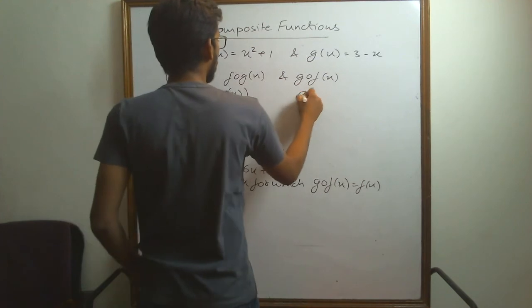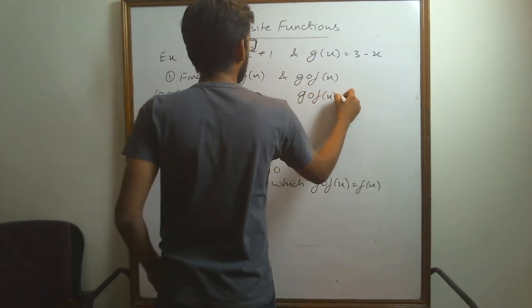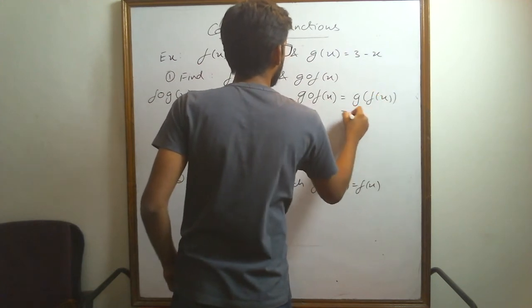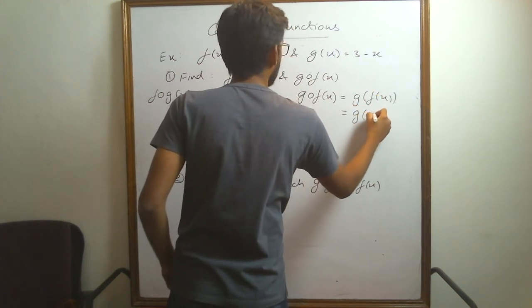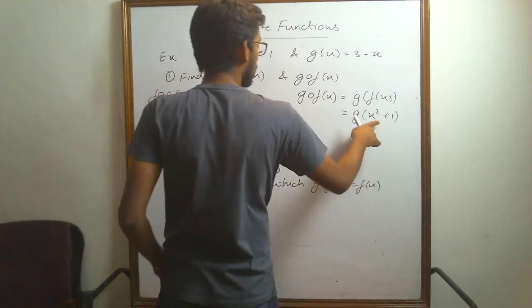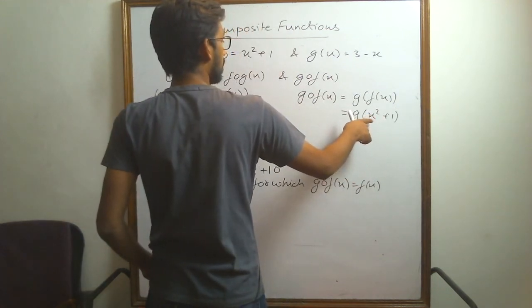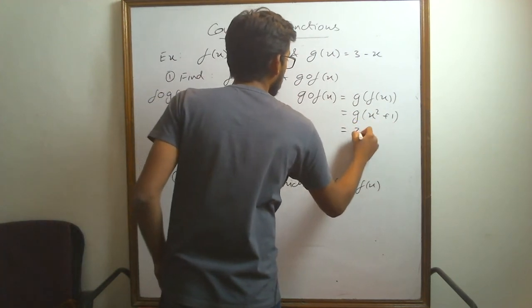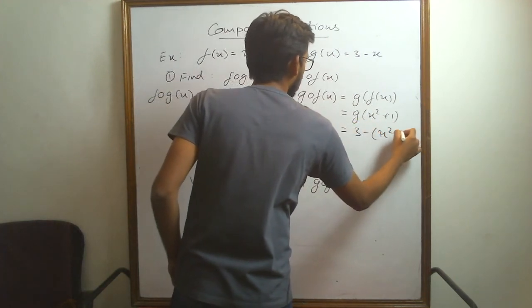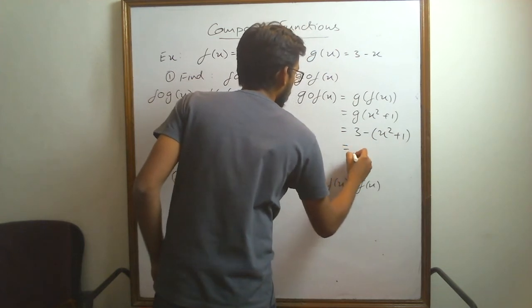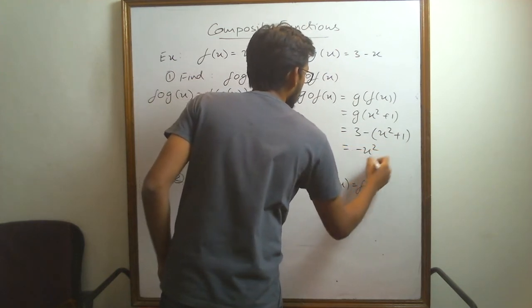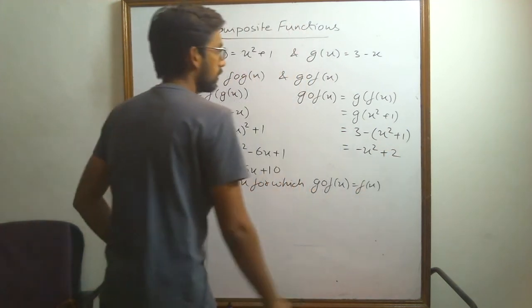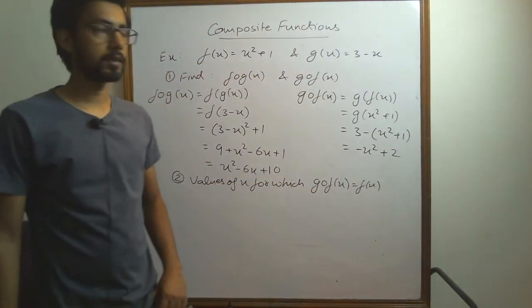Now g of f of x, this is equal to g of x square plus 1. So we will replace x everywhere in g of x by x square plus 1. This means 3 minus x square plus 1, which is equal to minus x square, 3 minus 1 is plus 2. This is our G of f of x.